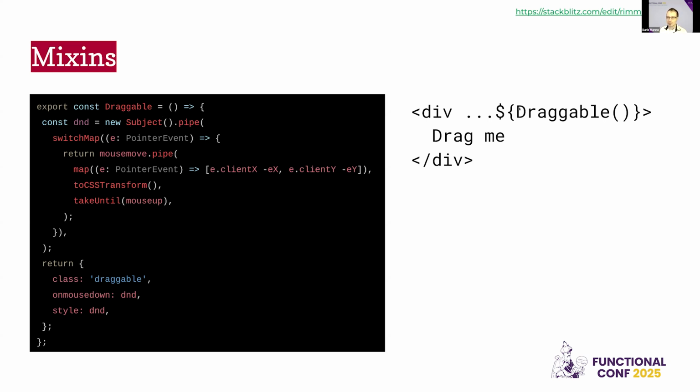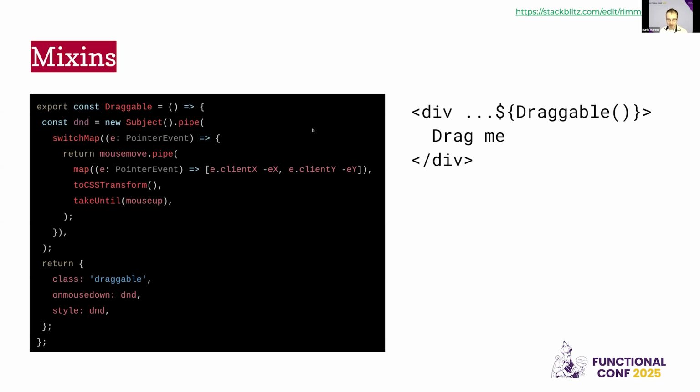So draggable, in this case, essentially internally has its own stream of things. And the key thing that happens here is we return an object of mergeable properties. I call them attributes. So this sets a class to be draggable on this div, sets an on mouse down handler, which will be this DND stream, and style will actually set the style of this div through the output of the same stream.